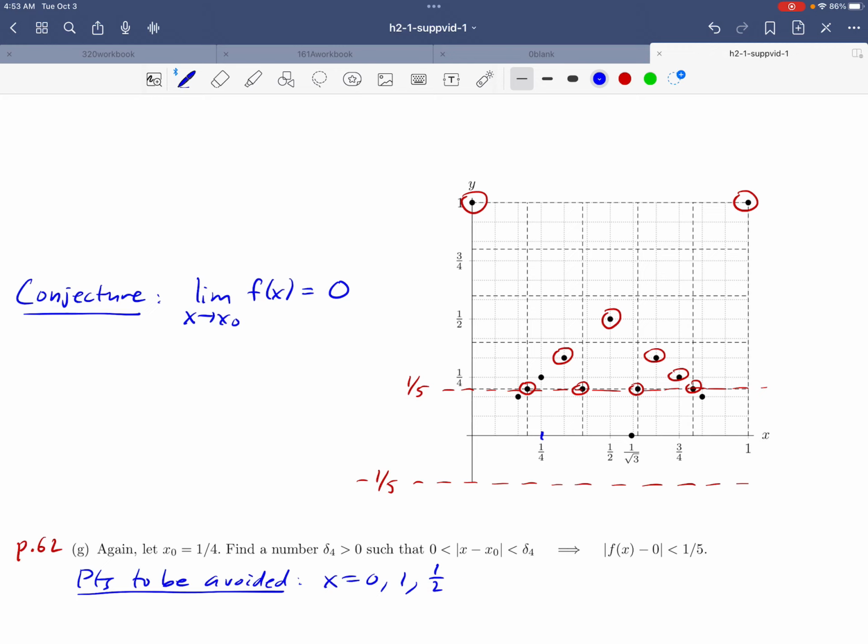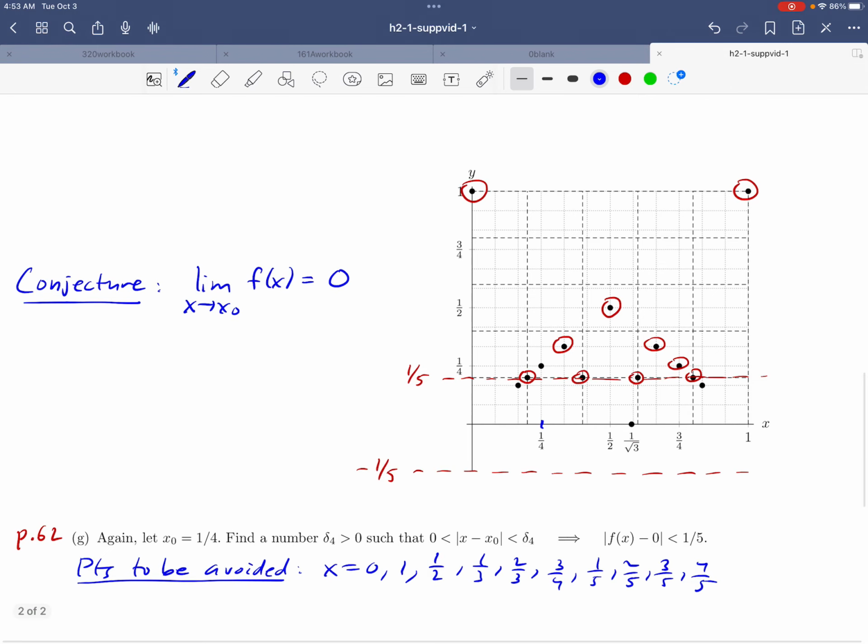So we're going to avoid 1/2, 1/3 and 2/3, 3/4, and then 1/5, 2/5, 3/5, and 4/5. Let me just briefly check and make sure that that list is correct here. Okay, looks like we're good. And the question is, how big can we make our number delta 4 so that we don't capture any of those points that we don't want?